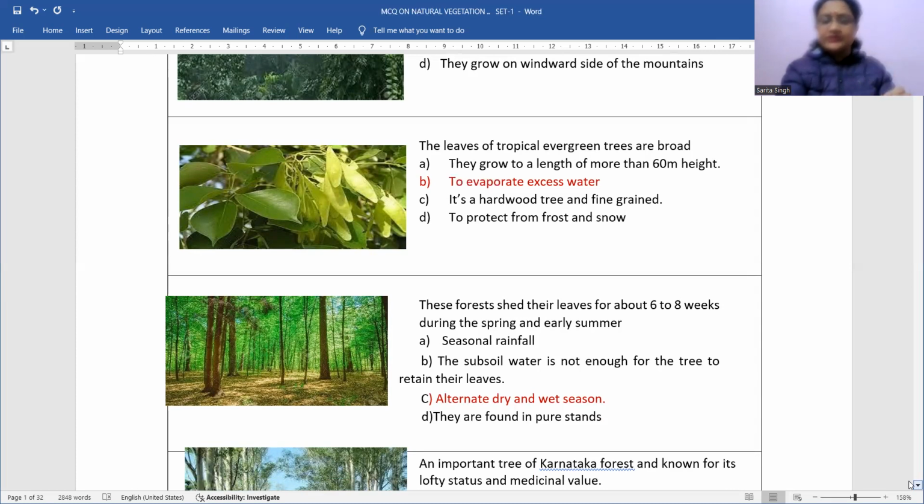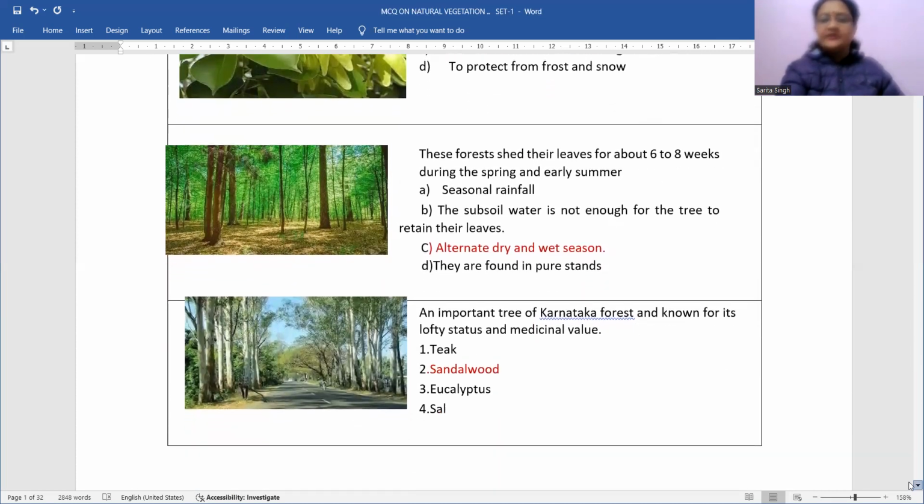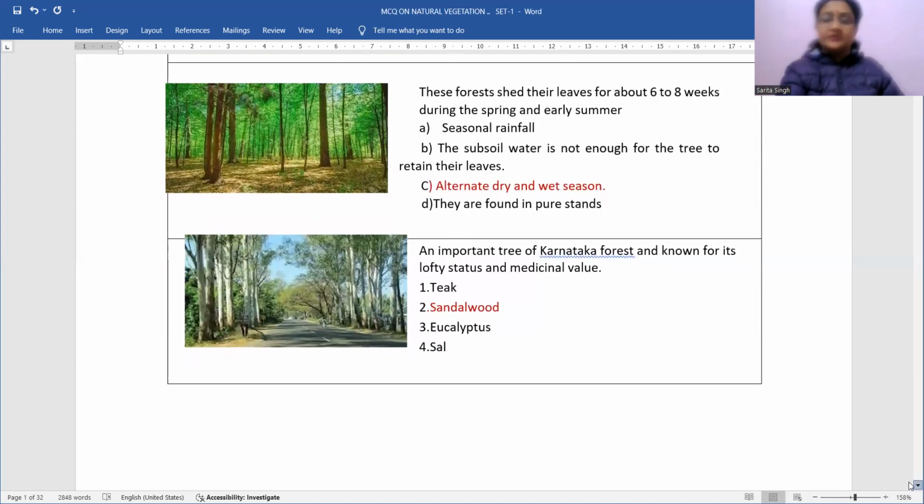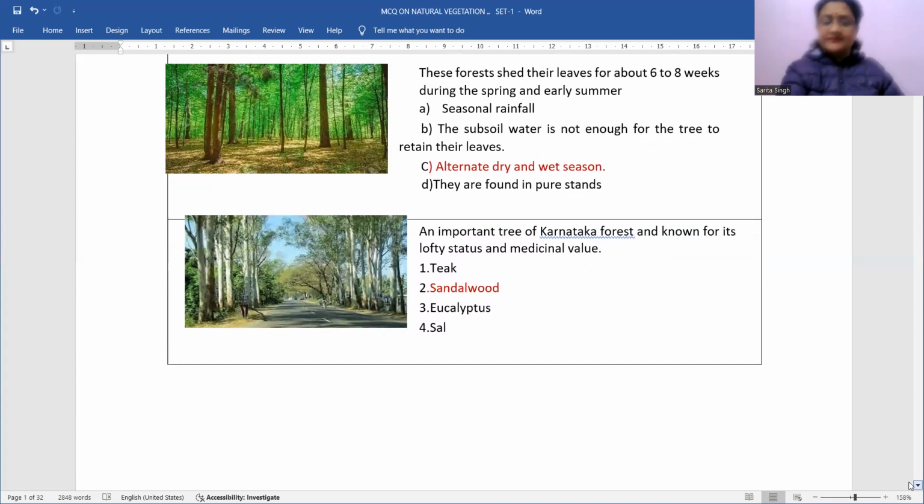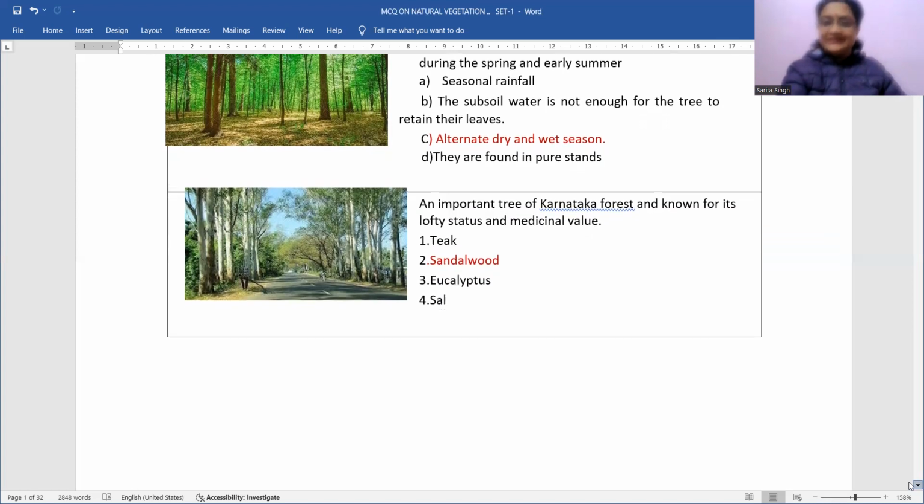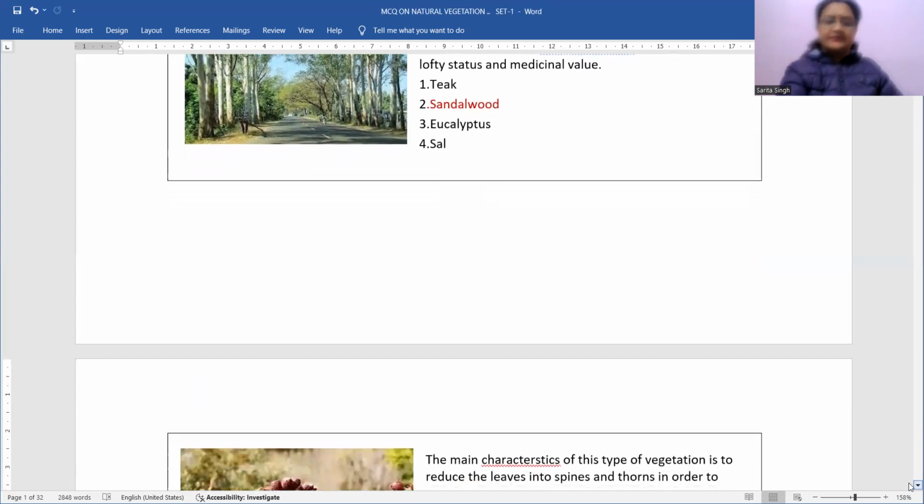Is the first one correct, or second one correct, or third? Because the fourth is not at all correct in this, right? इसमें से बच्चों सबसे correct answer होगा third, that is alternate dry and wet season. Okay, now let's talk about the next question. An important tree of Karnataka forest and known for its lofty status and medicinal value. Is it teak, sandalwood, eucalyptus, or sal? It is sandalwood. Yes. Okay. So this is the answer for the question.